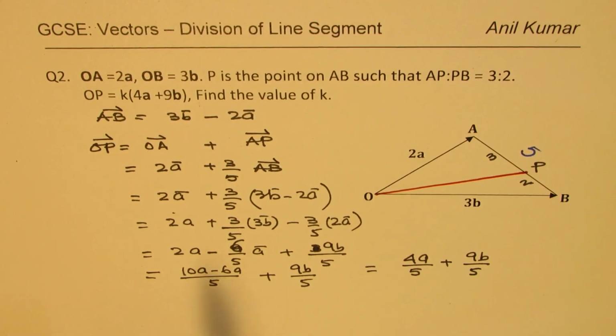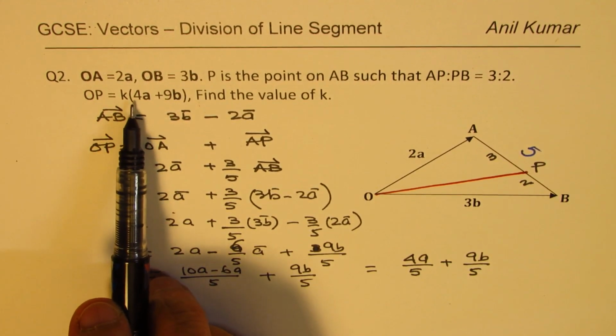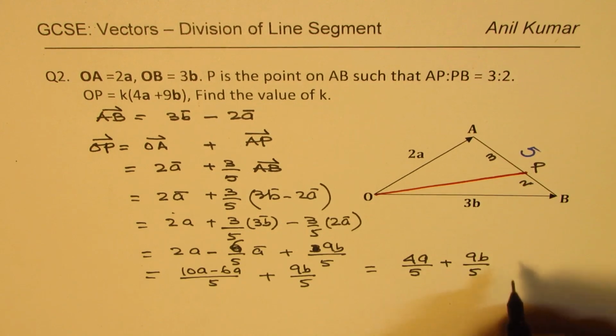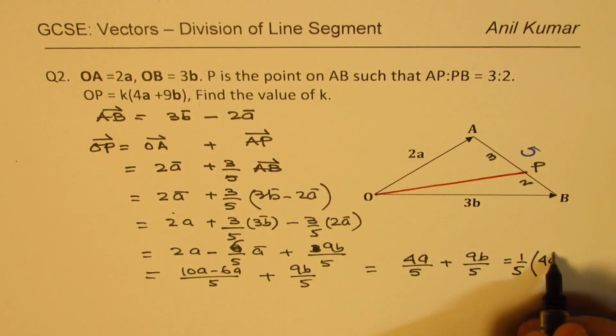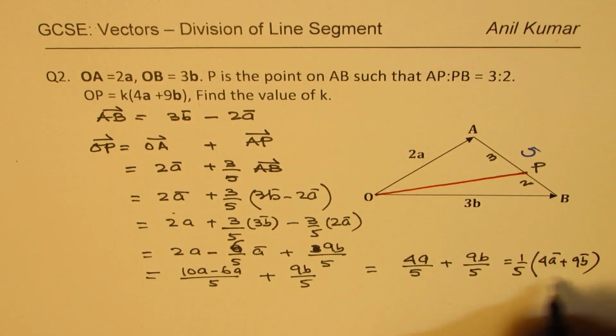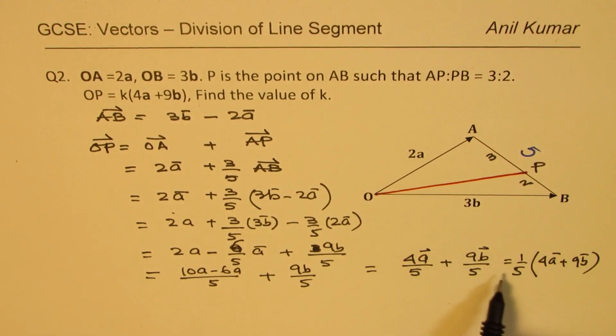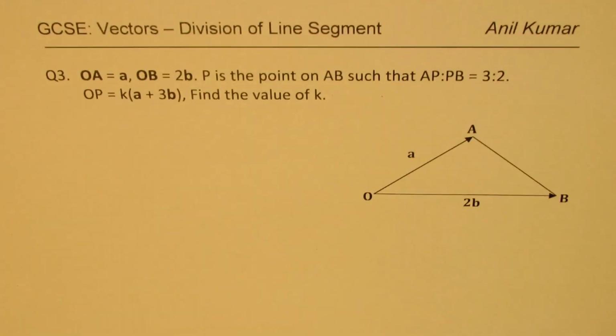Now we need to figure out K, where in the bracket we have 4A plus 9B. So I can take 1 over 5 common, and what we get here is 4A plus 9B, correct? So A and B are the vectors. Comparing, we know the value of K is equal to 1 over 5. Is that clear? So we followed exactly the same method which we did last time and got the value of K. Is that clear to you? Perfect. Now let's move on and take the last question.